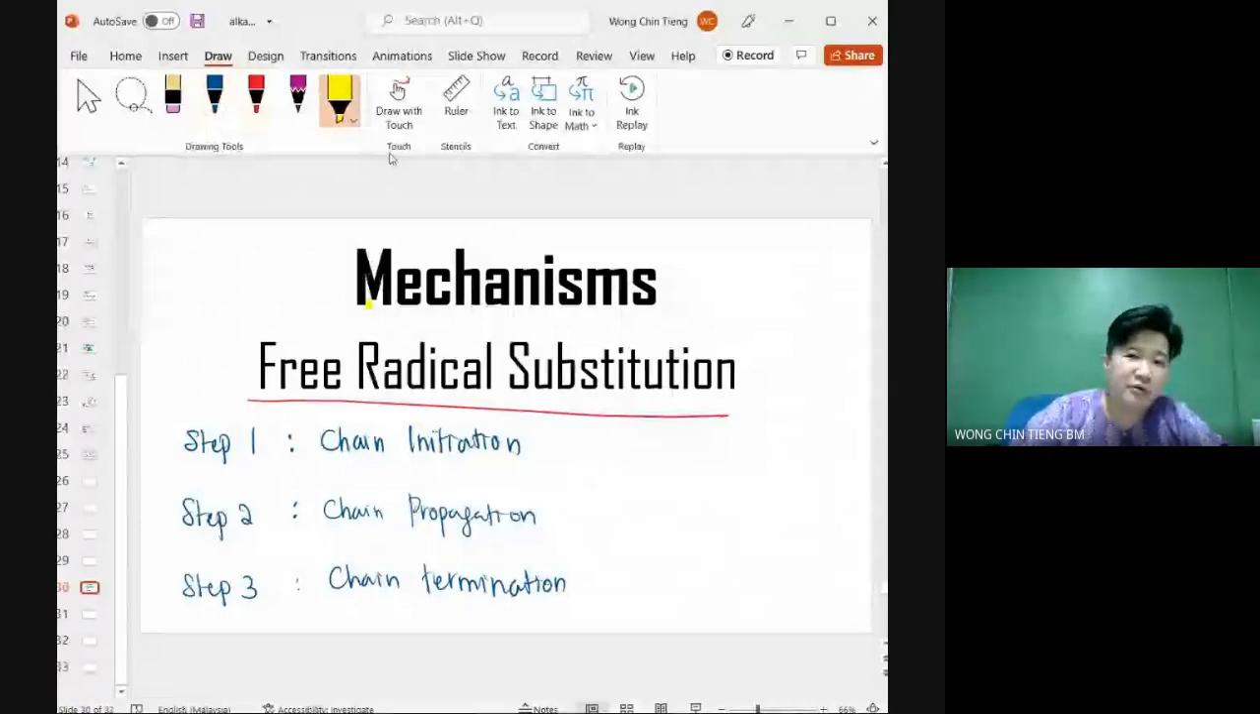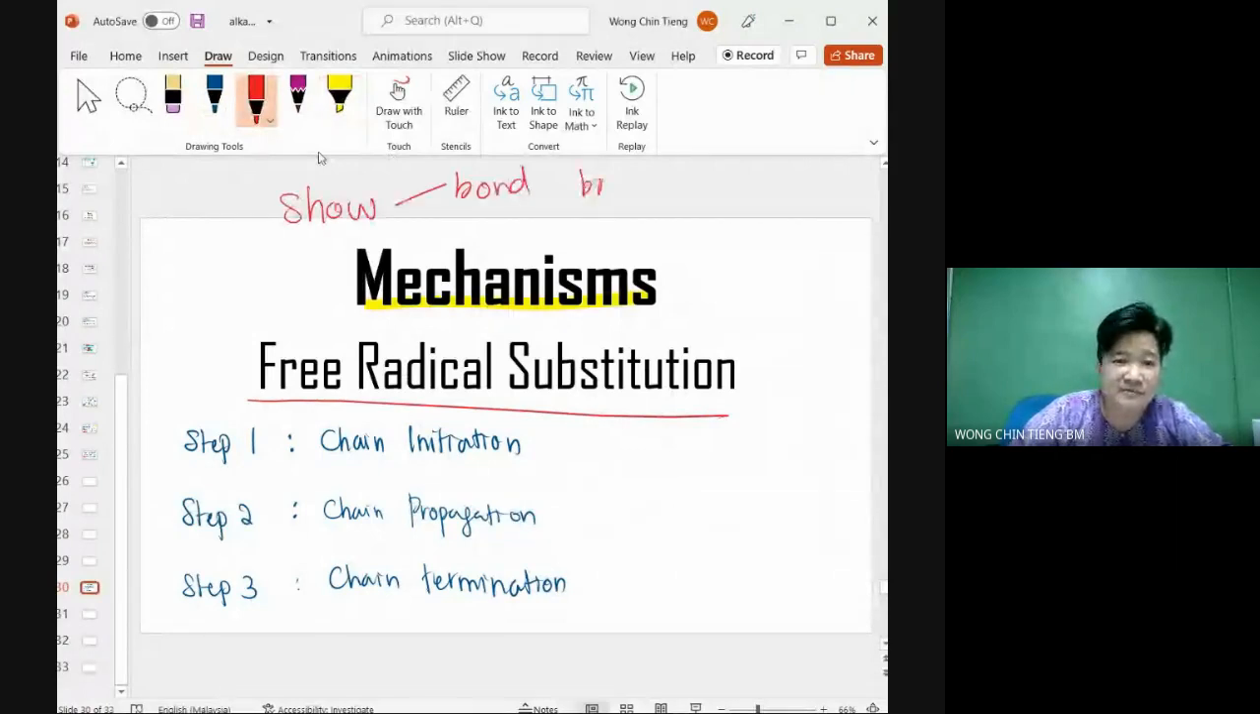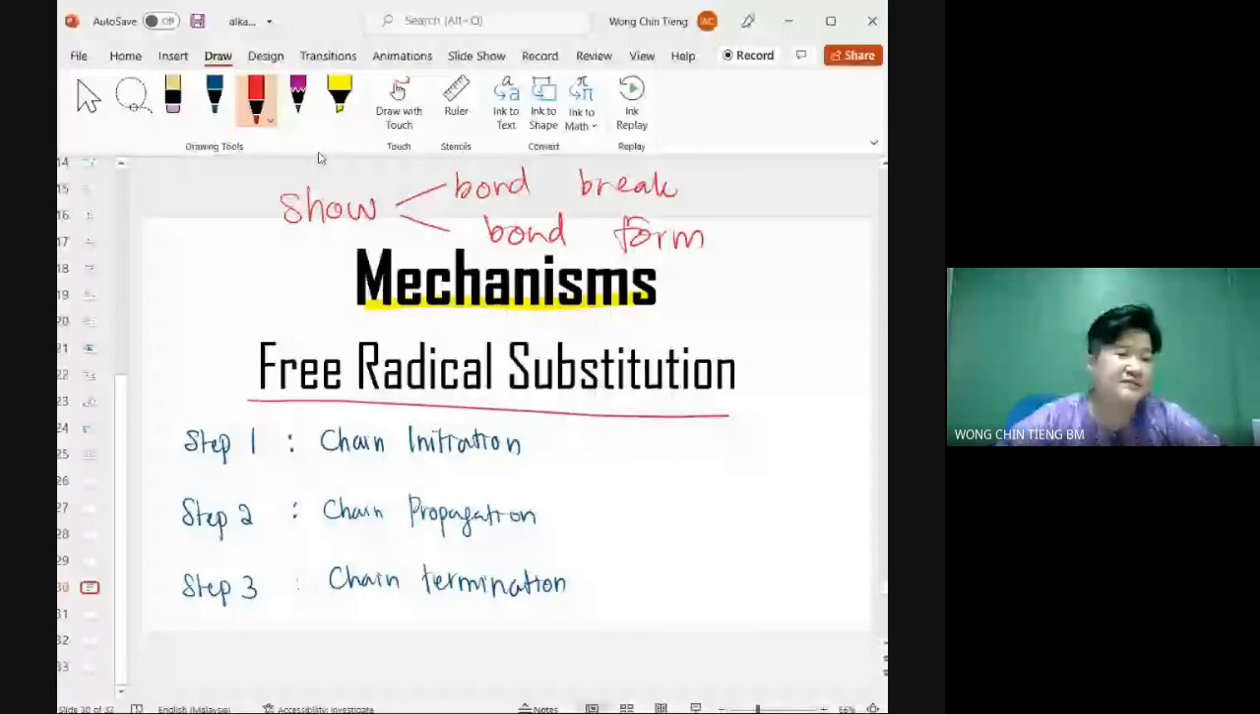For the mechanism, I want to remind you one thing. We need to show 2 things. We need to show the bond break. Alright. We need to show the bond form. That is what we are going to do in mechanism. In mechanism, what makes mechanism different from the reaction?